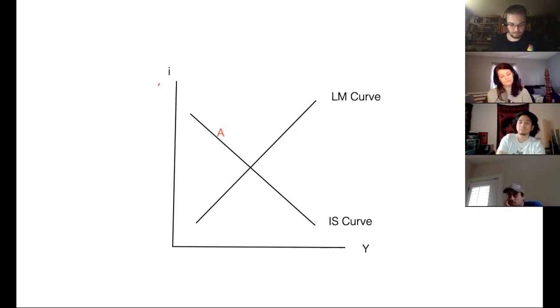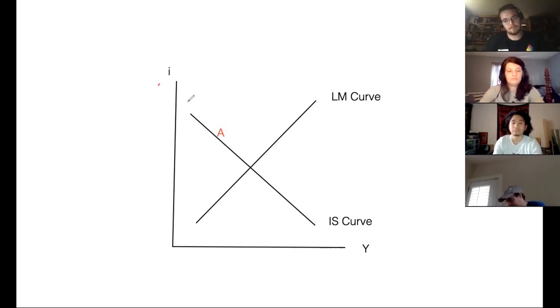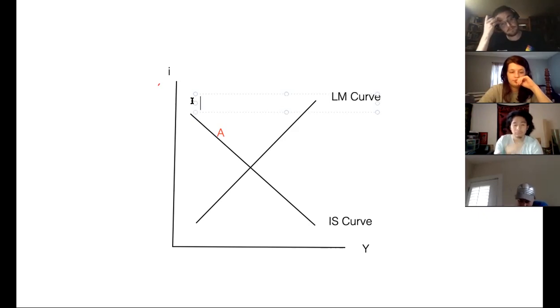At point A, we are on the IS curve. So what does that tell us about EP and Y, for example? That Y is equal to EP at that point? Correct. Y equals EP on the curve.